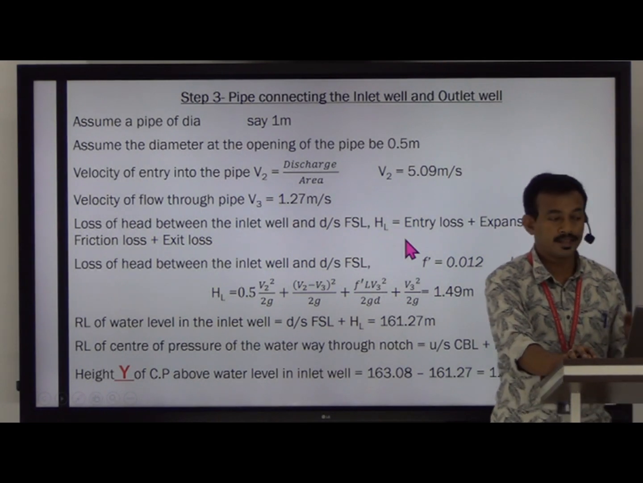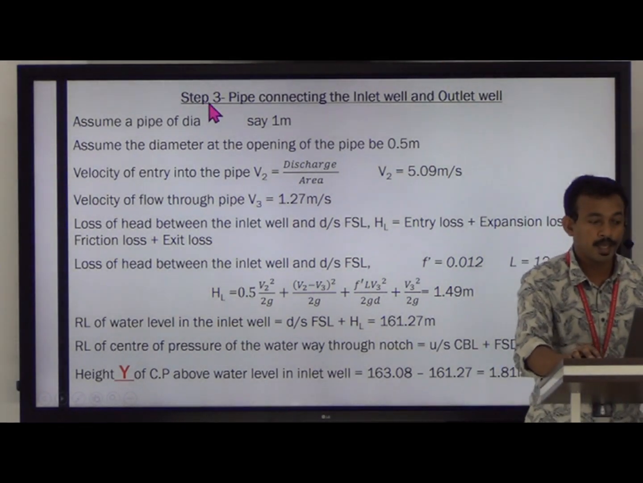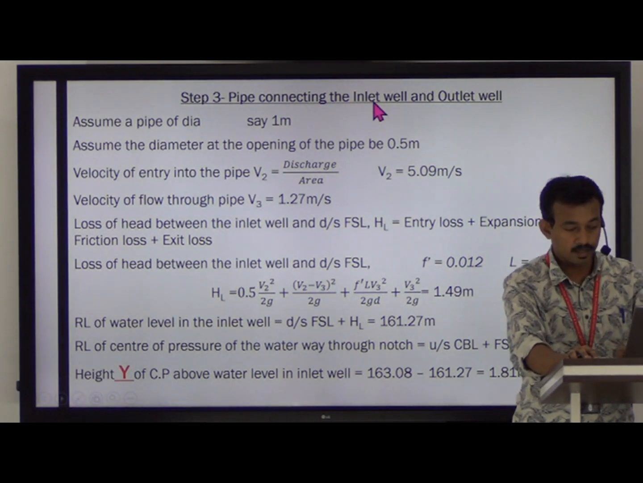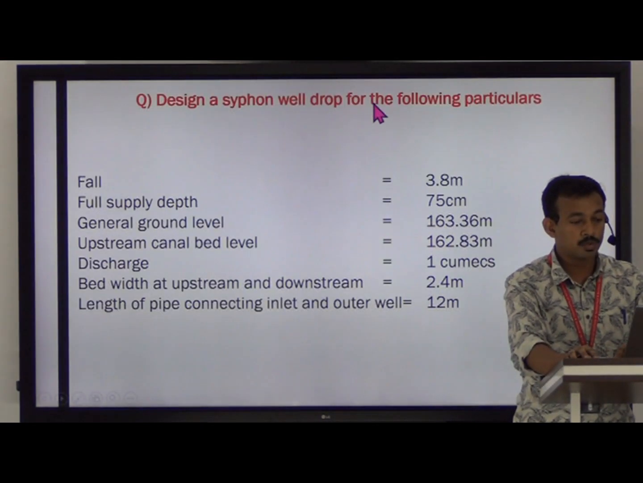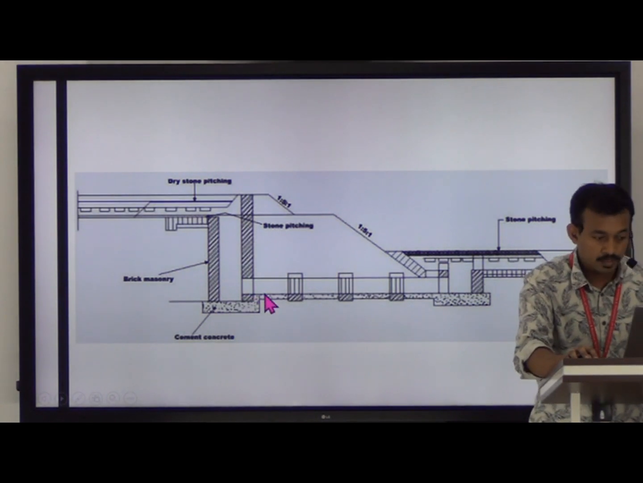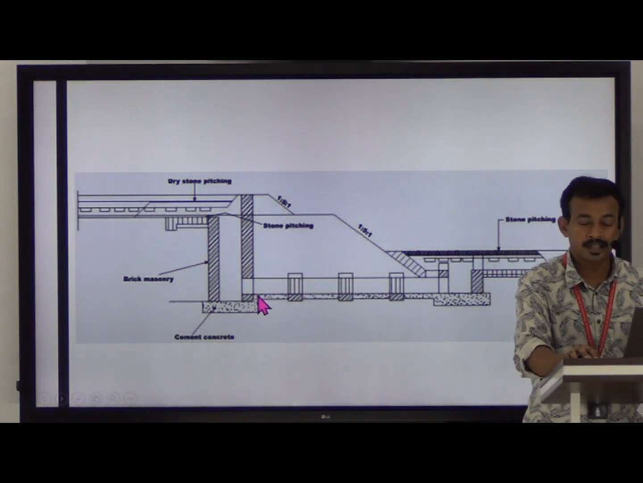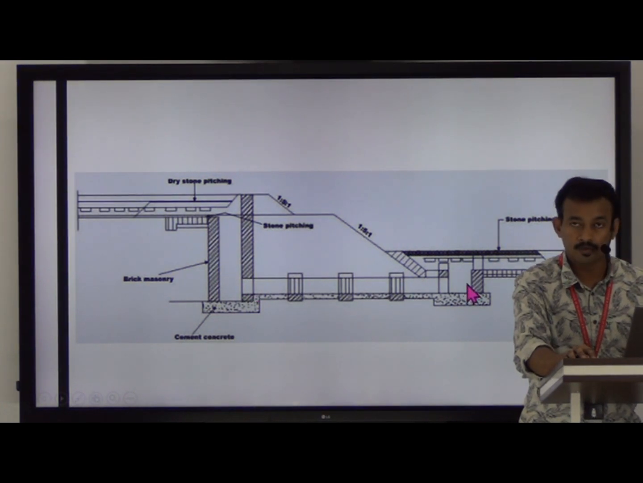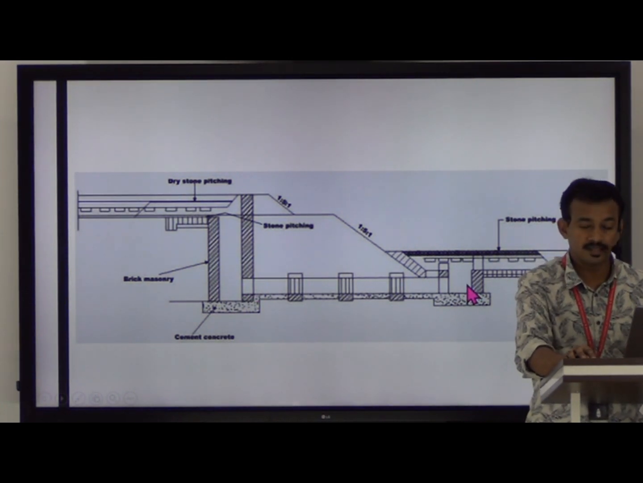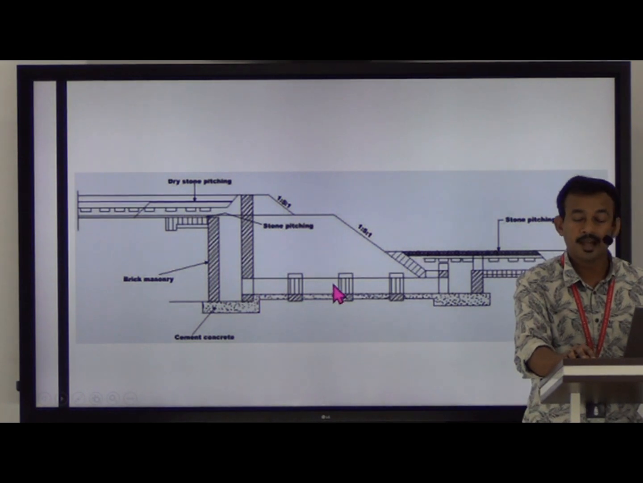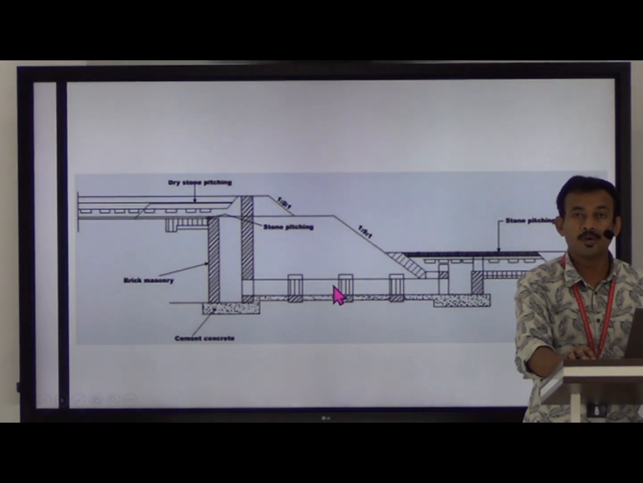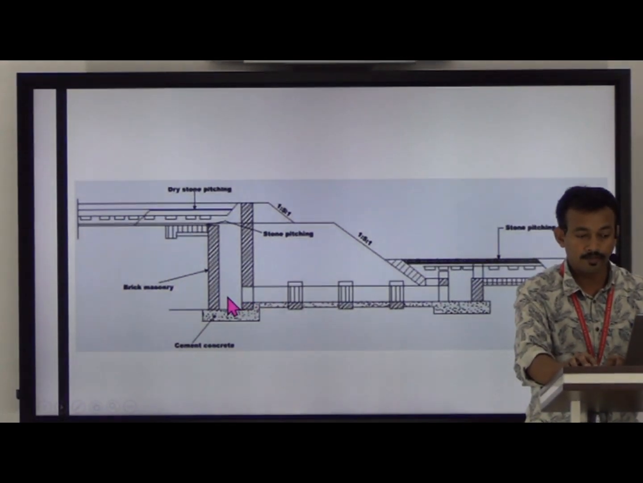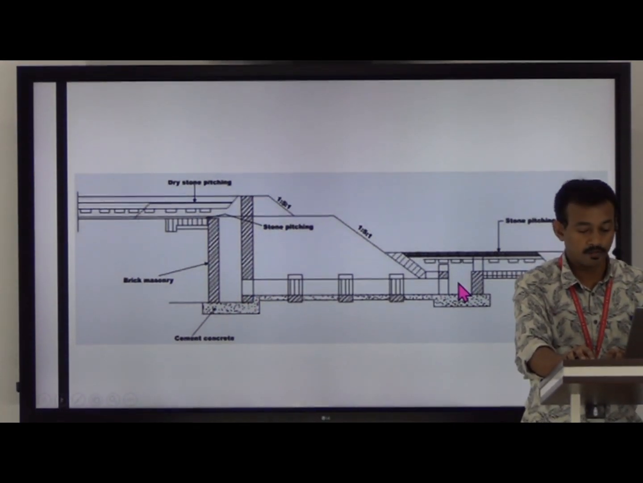Now coming to the next step, that is step number 3, pipe connection between inlet and outer well. Here we are going to design the pipe connection between this inlet well and outer well. Here we are going to design the diameter and the various head loss calculations of the pipe connecting the inlet well and the outer well.